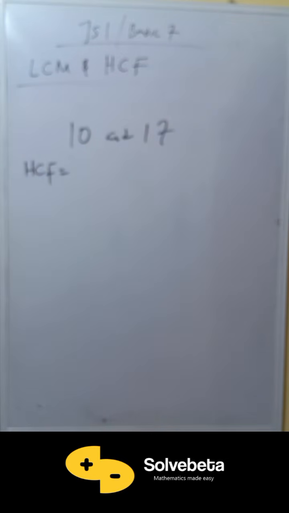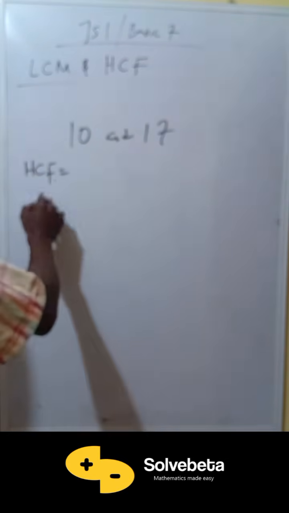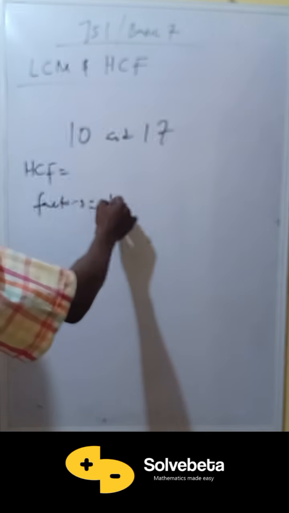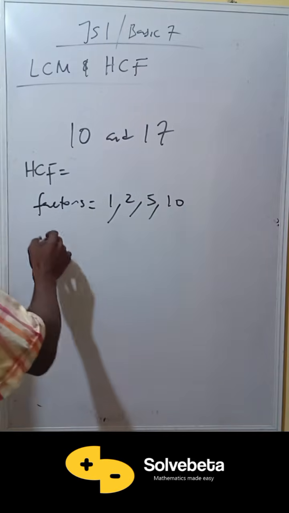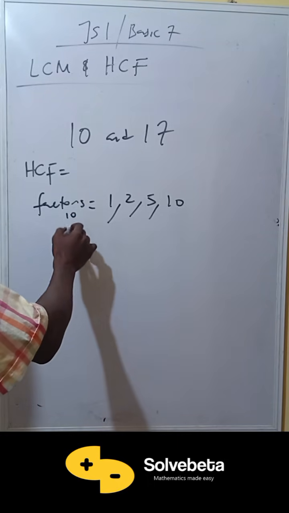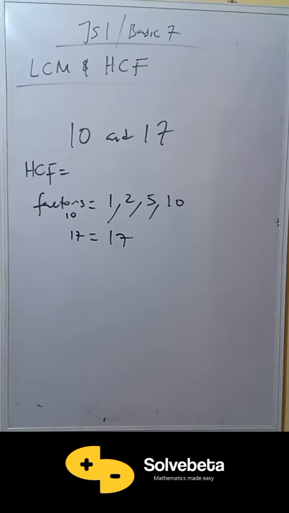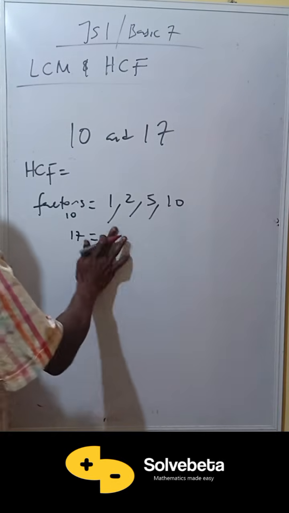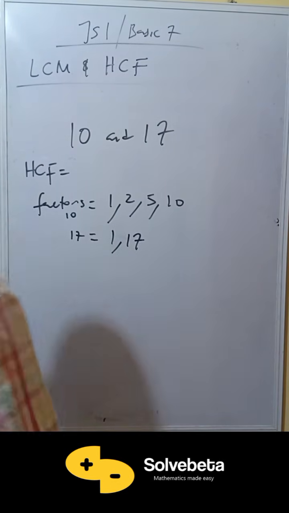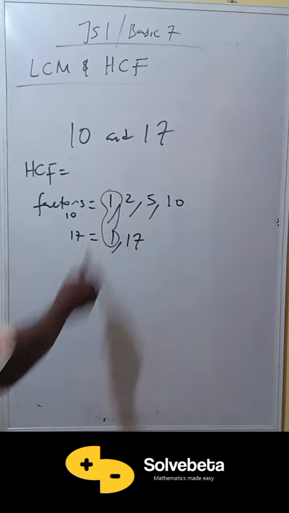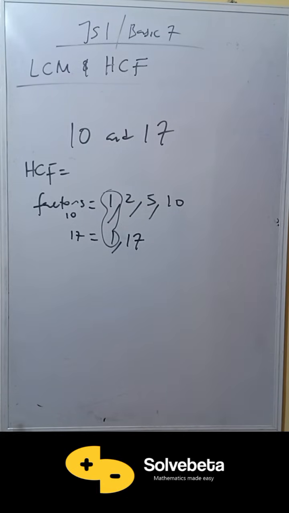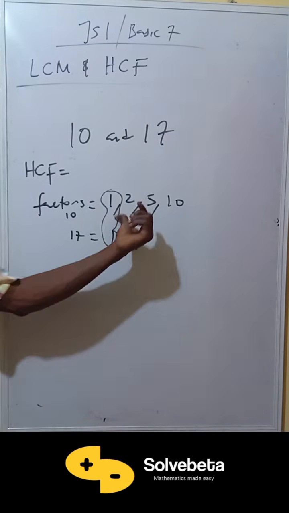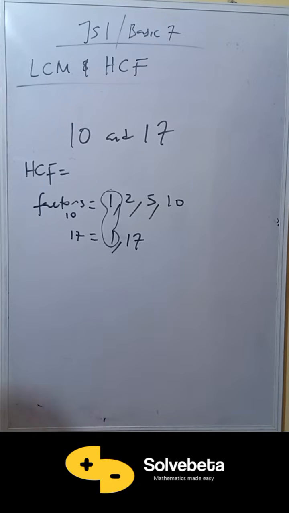What are the factors of 10? 1, 2, 5, 10. What are the factors of 17? 17 can only be divided by 1 and itself. 1 and 17. So the highest common factor here is 1. Only 1. So there are sometimes that there's no highest common factor apart from 1.